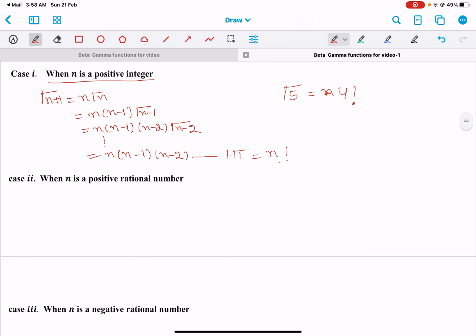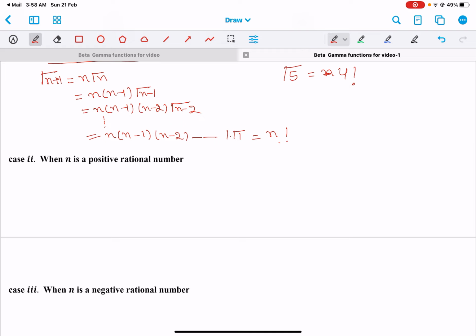As I said in the starting, the gamma function can be defined for some real numbers too. So what happens when n is a positive rational number? Again in this case, you may write gamma n equal to n minus 1 into n minus 2, up to a positive number in the gamma function.